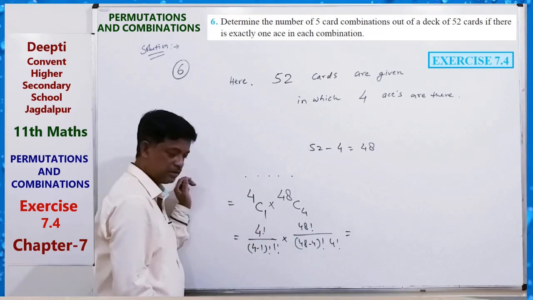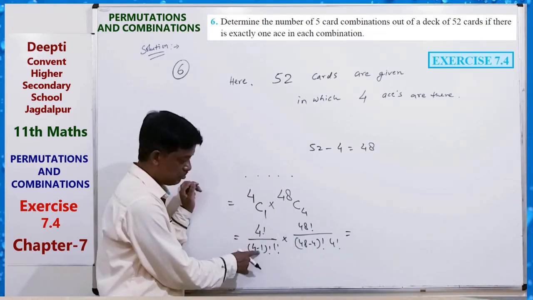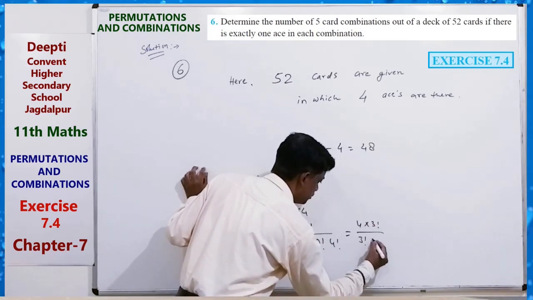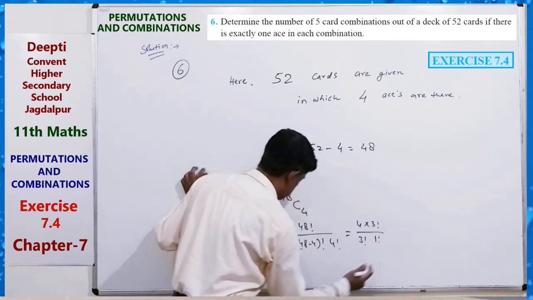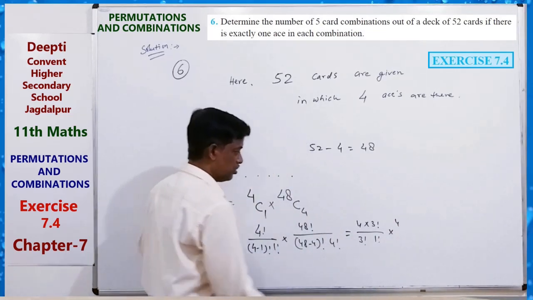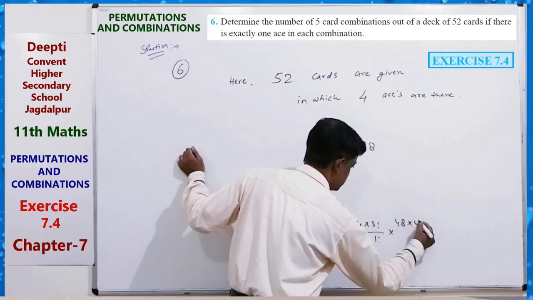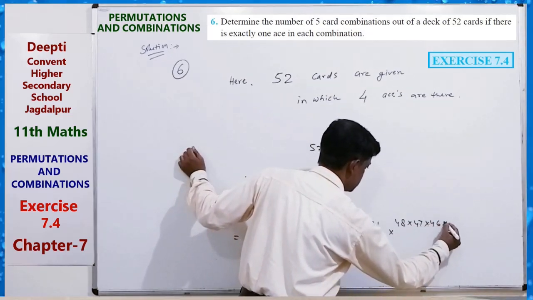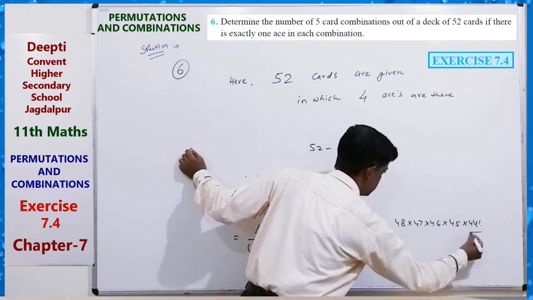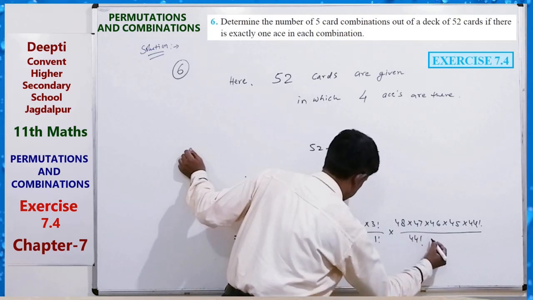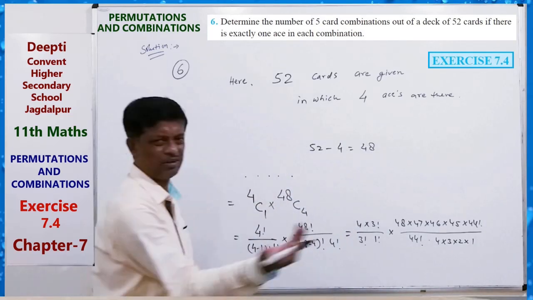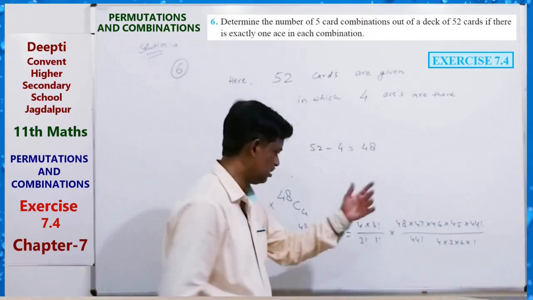Here 4 factorial is there. So 4 factorial means 4 into 3 factorial upon 3 factorial into 1 factorial, which means 1. Here 48 factorial, so 48 minus 4 means 44. So 48 into 47 into 46 into 45 into 44 factorial upon 44 factorial into 4 factorial, 4 into 3 into 2 into 1. So you can solve it. Now just multiply and give the answer.